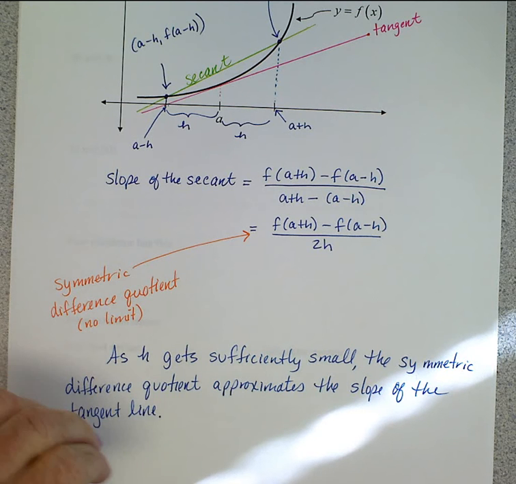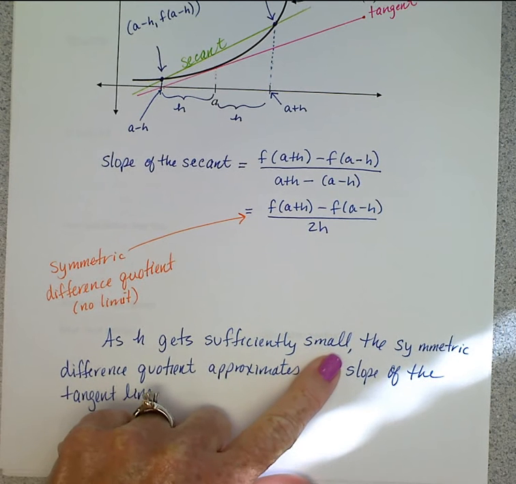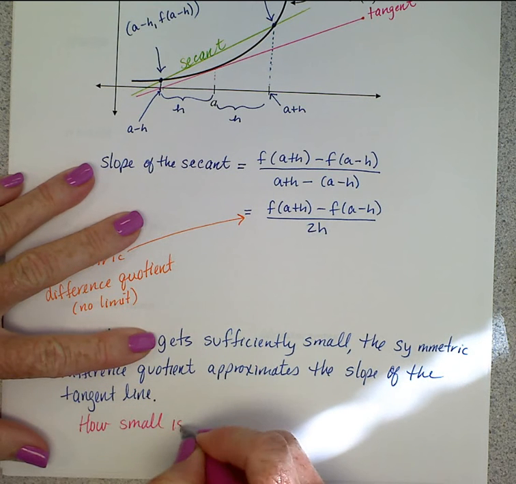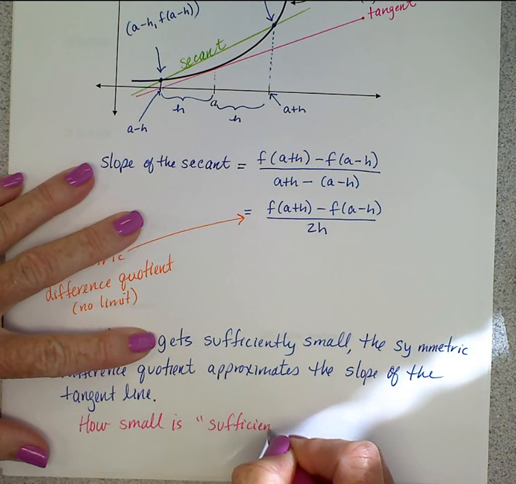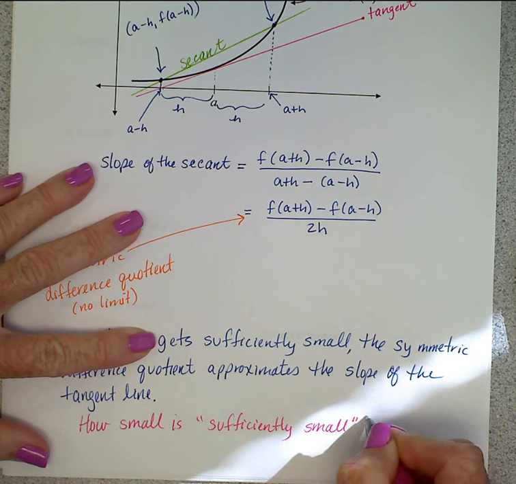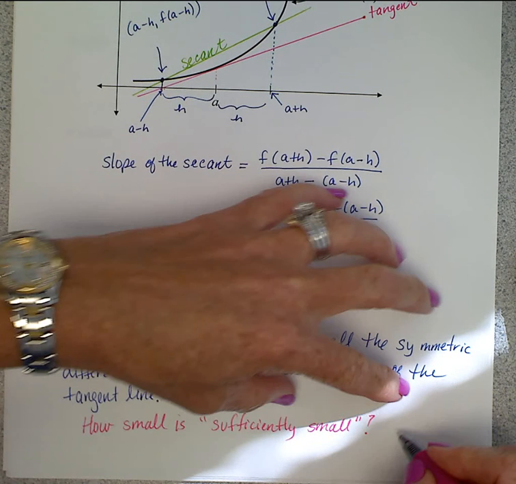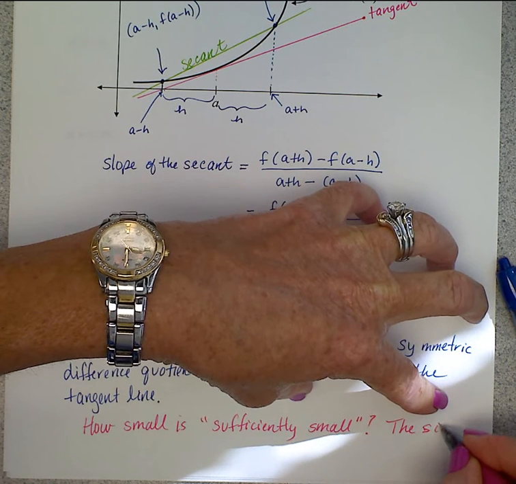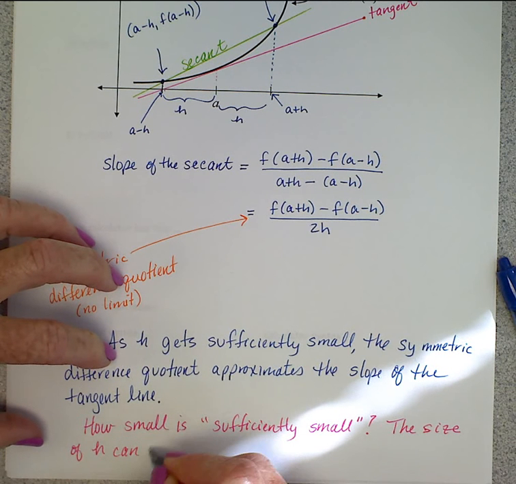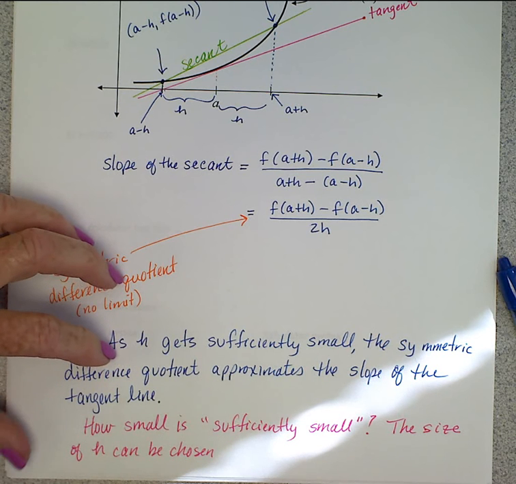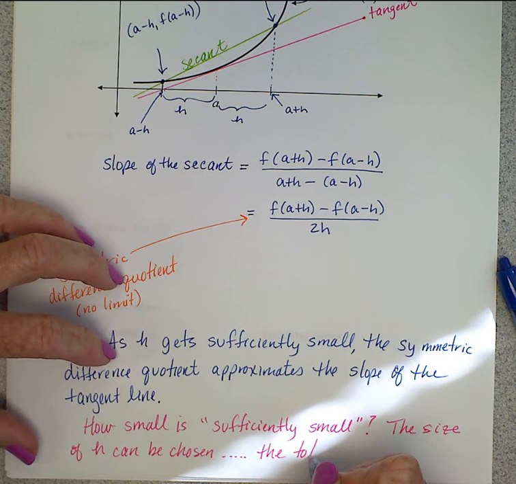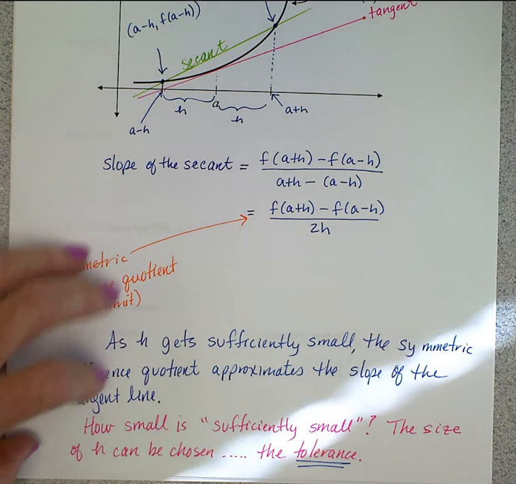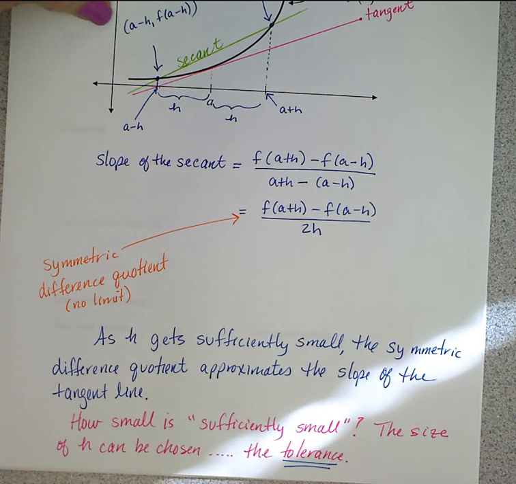What's ambiguous about this is this sufficiently small idea. How small is sufficiently small? What does that mean? How small is sufficiently small? What can happen is that the size of that h can be chosen, and the size that you choose is called the tolerance. Tolerance is kind of like how much error are you going to tolerate, or how close do you want to get? What will you allow? What will you tolerate?